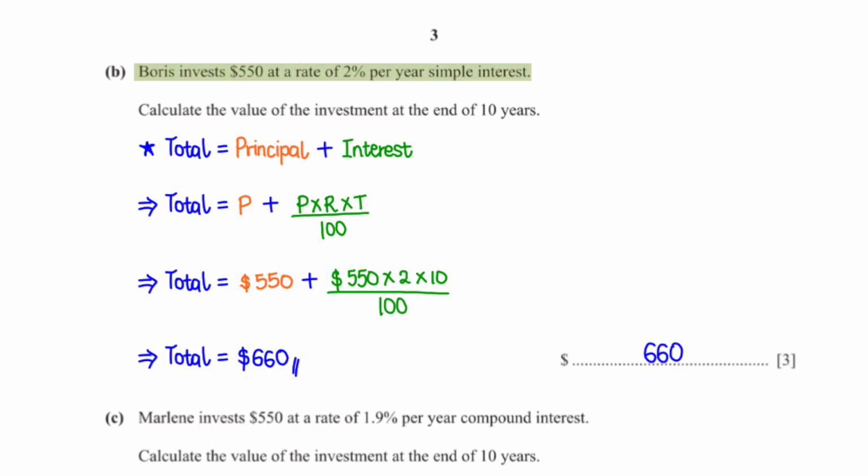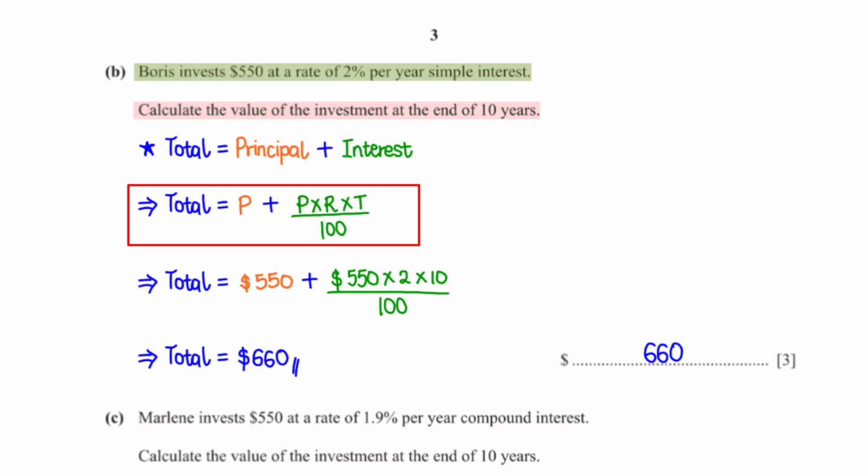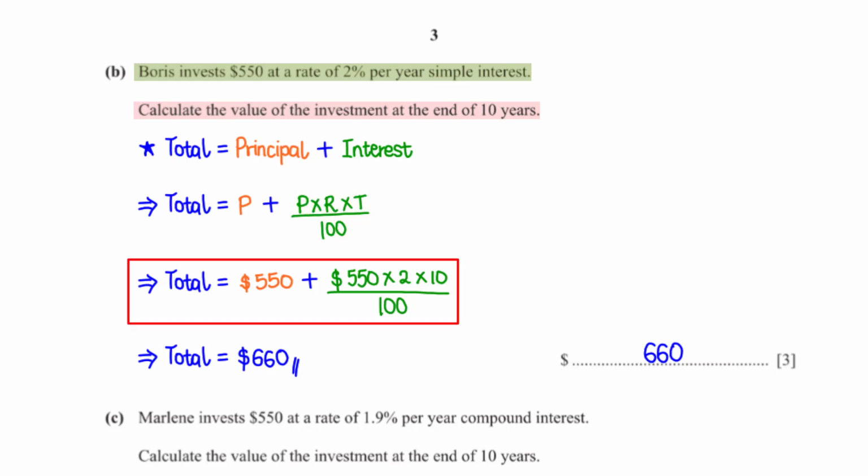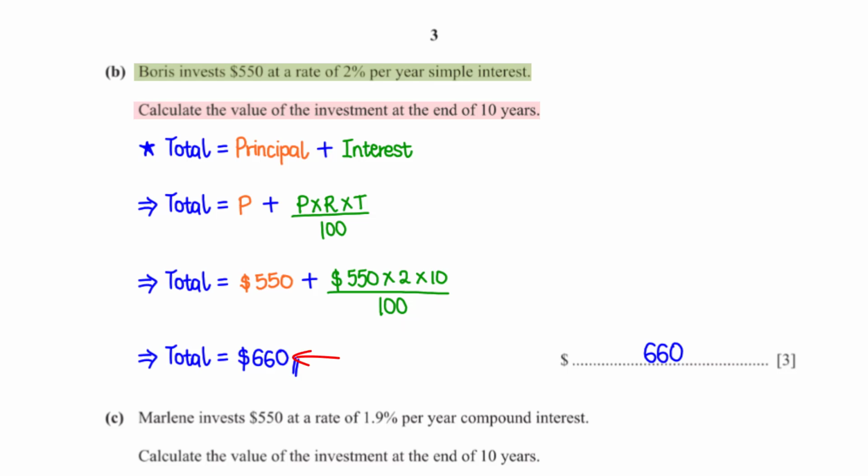Boris invests $550 at a rate of 2% per year simple interest. Calculate the value of the investment at the end of 10 years. The final value of his investment would be equal to his principal plus the total interest he earned. Since he earned simple interest on the principal, the total interest can be calculated using this formula. P is the principal, that is $550. R is the annual rate, and that is 2%. T is the time duration in years for the investment, which is 10. When we type this into the calculator, we get $660.